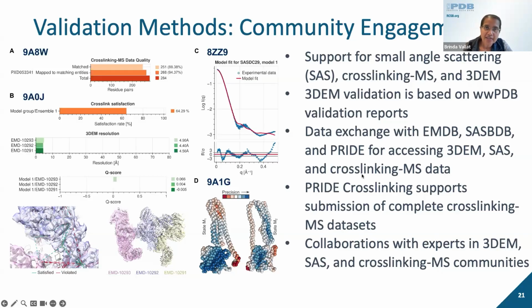Specifically with PRIDE, which is a proteomics repository, we worked with them to create a new section of PRIDE called PRIDE Cross-Linking, which now supports submission of complete cross-linking MS datasets. And we encourage depositors to use that resource to submit complete cross-linking data to PRIDE.